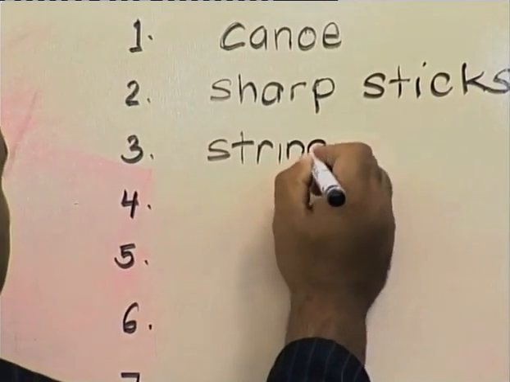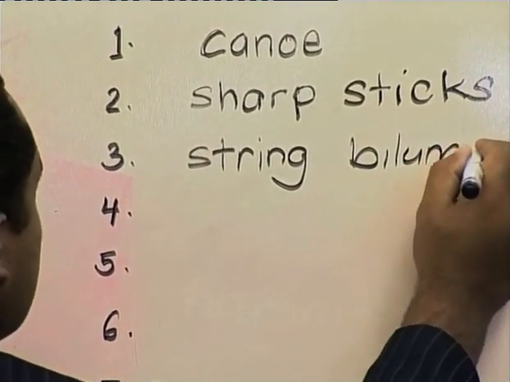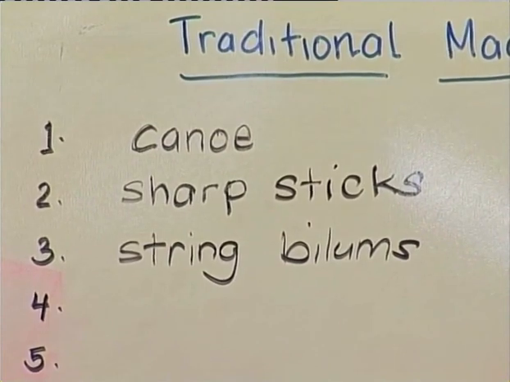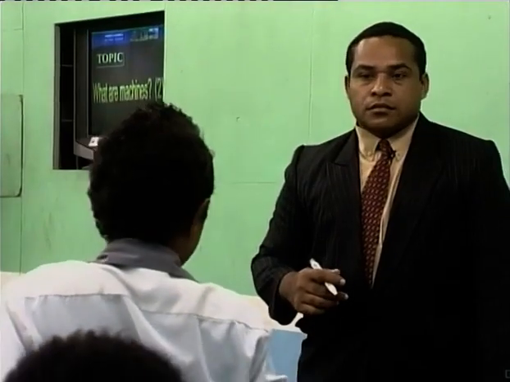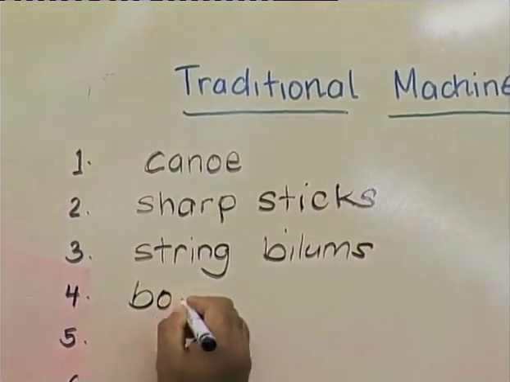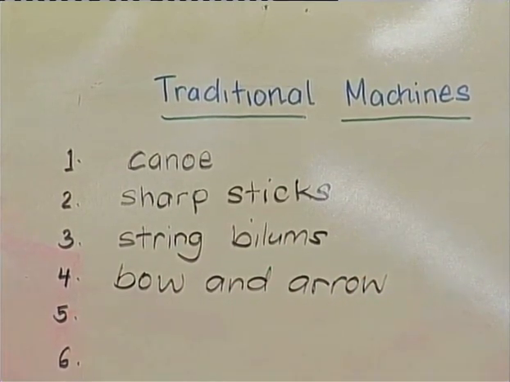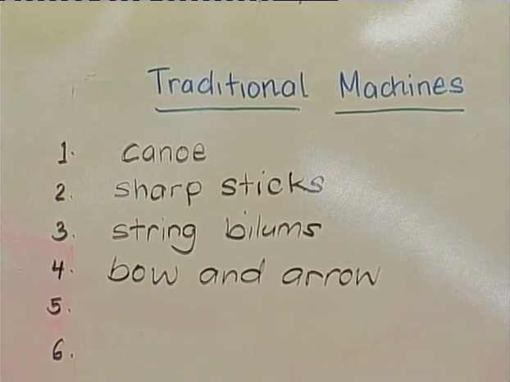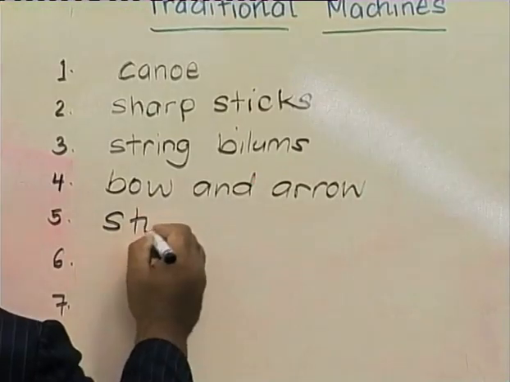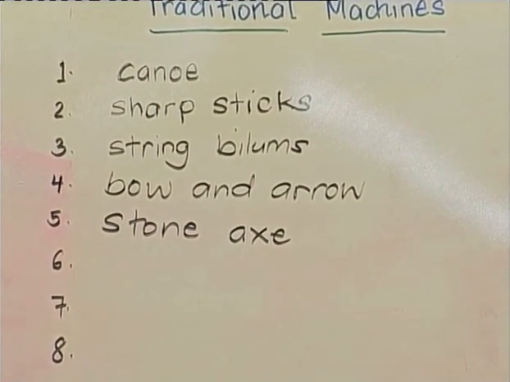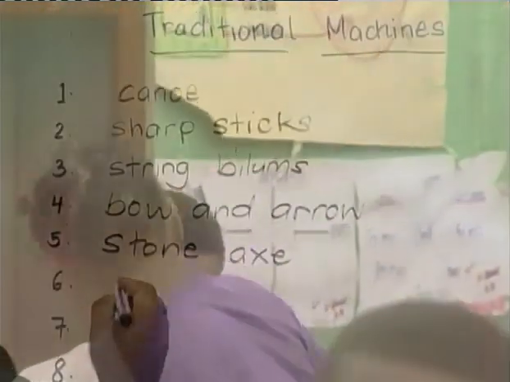Let's say string balloons. Robert? Bow and arrow. Bow and arrow, very good. Next. Stone axe, very good. Victoria? Clay pot. Clay pot, very good.